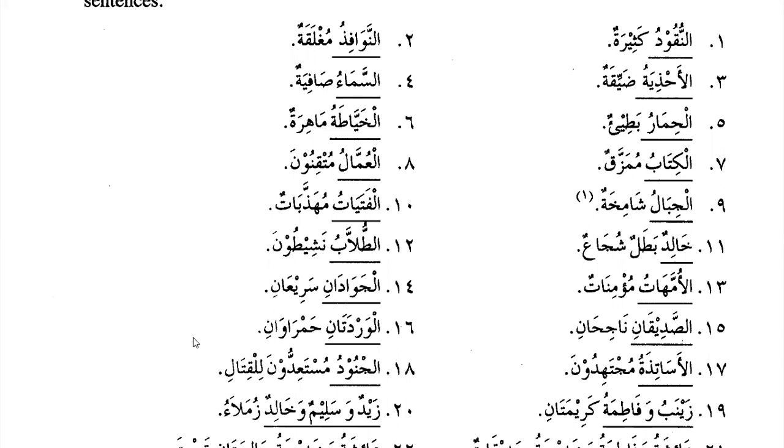Al Fatayatu Muhasibatun. So it is Hunna? Which sentence? Al Fatayatu. Yes, Hunna. Muhasibatun. I don't know what that is. Muhasib means courteous, well-mannered. Okay.